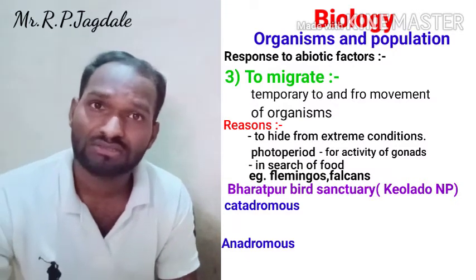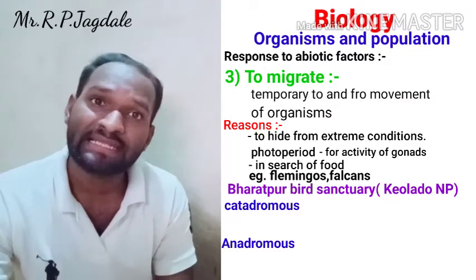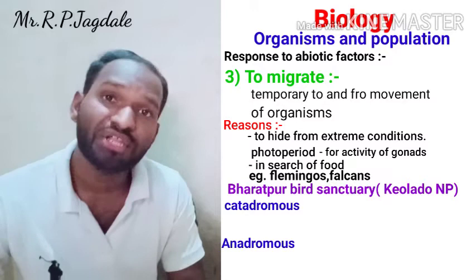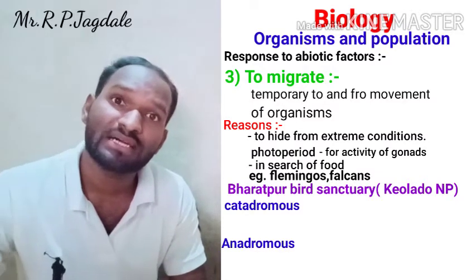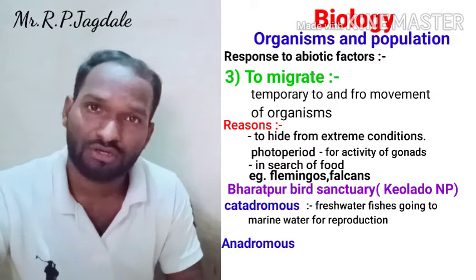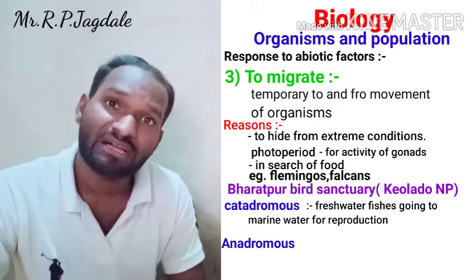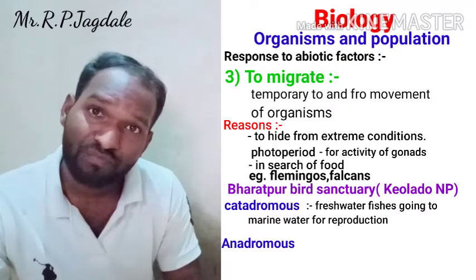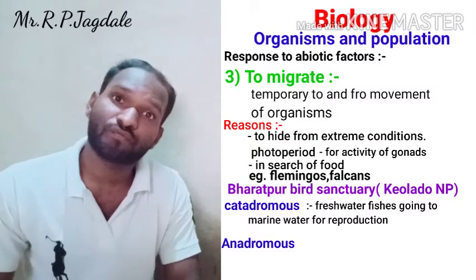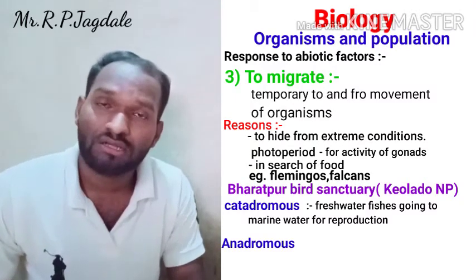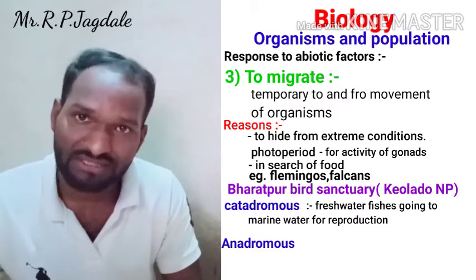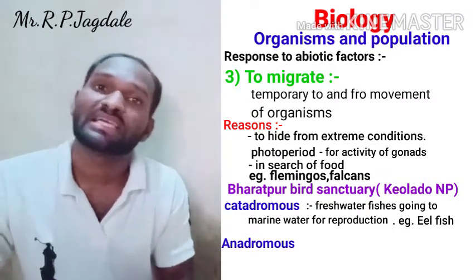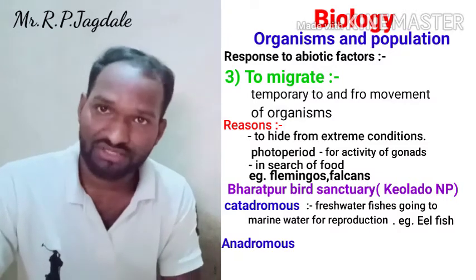Catadromous fishes are natively freshwater fishes, and for their reproduction they go to the seawater or marine water. They reproduce there and come back to the freshwater. So they are natively freshwater, and for reproduction they go to marine water. These are called catadromous animals. The example of catadromous fishes is the eel.